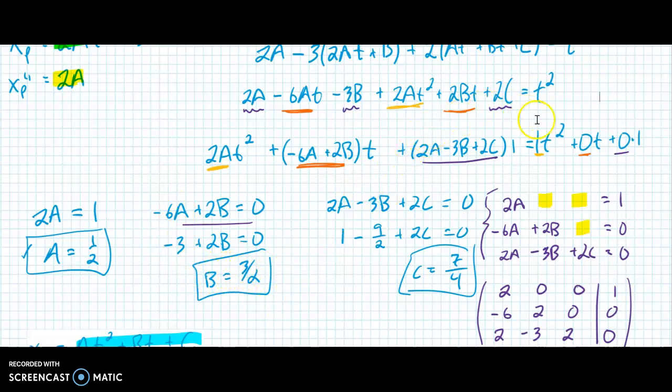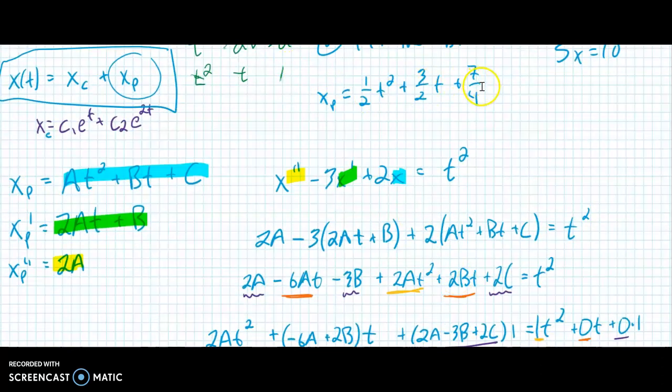I'm going to do the same thing with my no t terms. My no t terms are the purple ones, 2a minus 3b plus 2c. Those are all the things that don't have any t coefficients. And it's got a 1 here. So I match them up with what I have on the right-hand side, which is a 0. So this has to be equal to 0, just like the previous one. That's the line that I have right here. From there, you can plug in the two values that we know and solve for c. And I get c equals 7/4. And a half, 3/2, 7/4. If you come up here, boom, that's my xp.